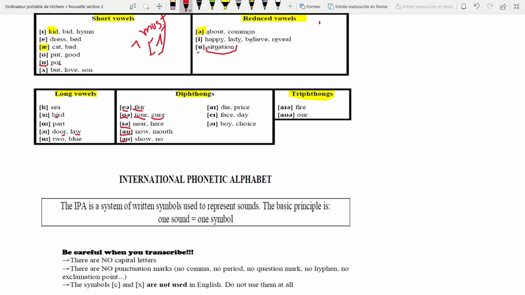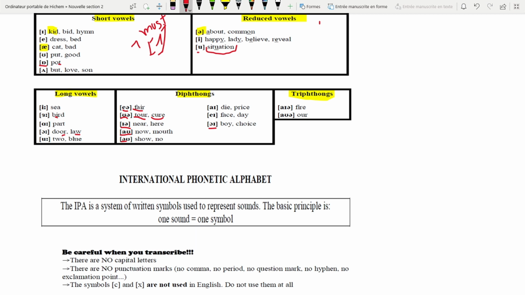Okay. And we have another diphthong, which is i. It's a famous one, such as die, price, night, whatever you want. And then we have a, such as face or day. And then we have oi, such as boy and choice.